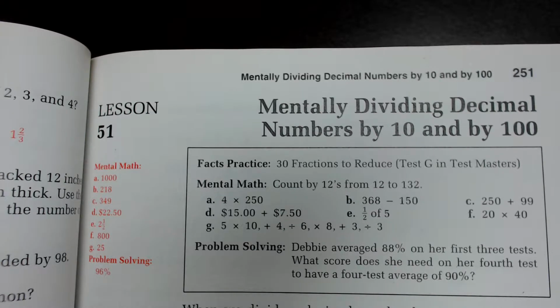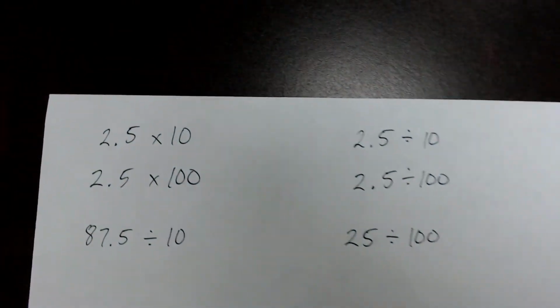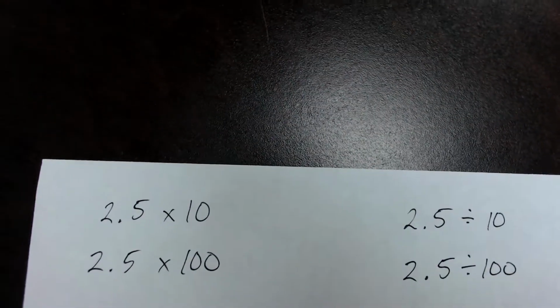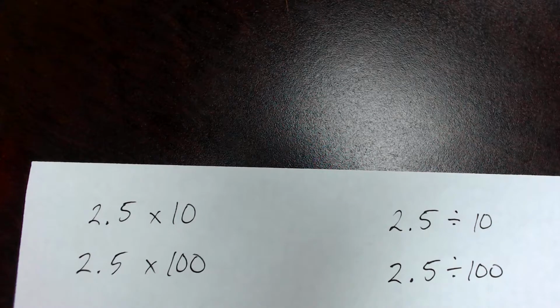Math 76, Lesson 51, mentally dividing decimal numbers by 10 and by 100. So this is very similar to our mental multiplication. We're not going to be putting any notes down except for these first example problems where I'll be putting some marks in orange.